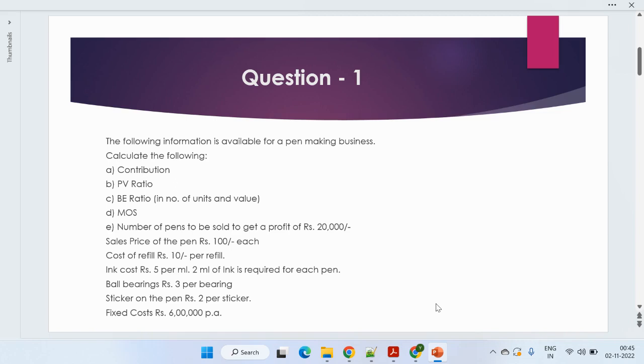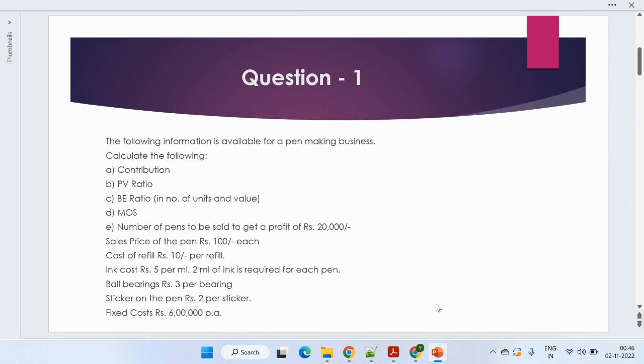If you see the normal costing of each pen, the cost of refill is 10 rupees, right? Second, ink is 5 rupees per ml and 2 ml, which is 10. Then ball bearing is 3 and sticker is 2, so 25 rupees per pen is required: 10 plus 10 plus 3 plus 2. And the fixed cost is 6 lakh rupees, right?